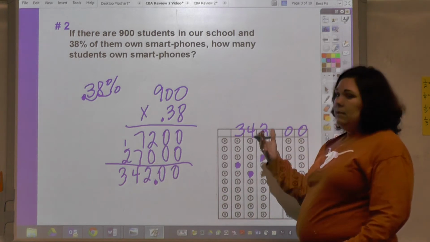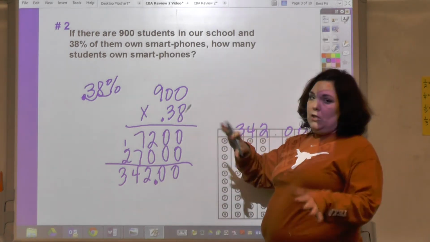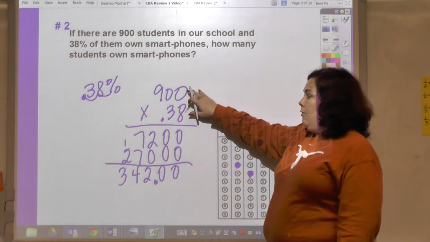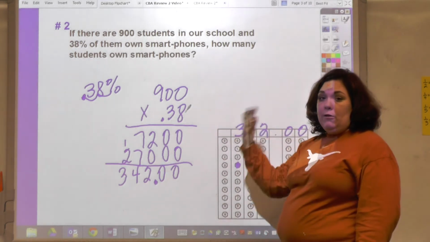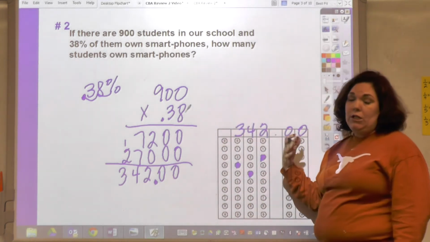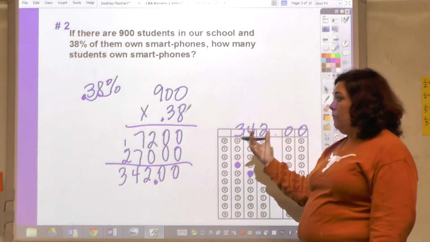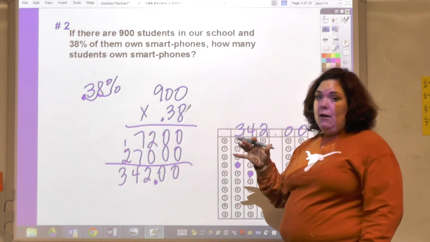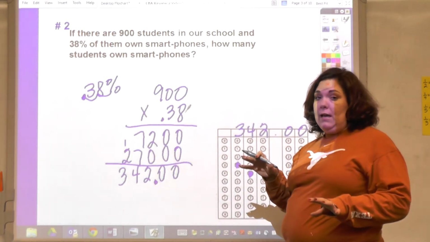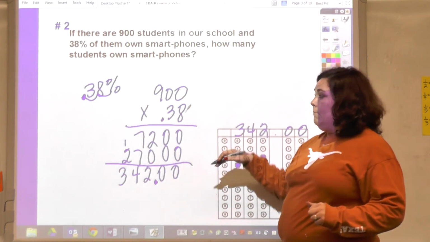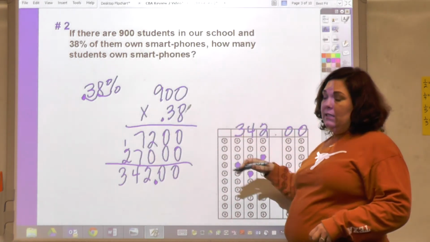Now, you can estimate, and you can say this is close to about a third, and a third of 900 would be 300. So 342 makes sense. It's a little bit more than a third. So you can check your answer with estimating, but you need to do the math with the decimal to get the exact amount.